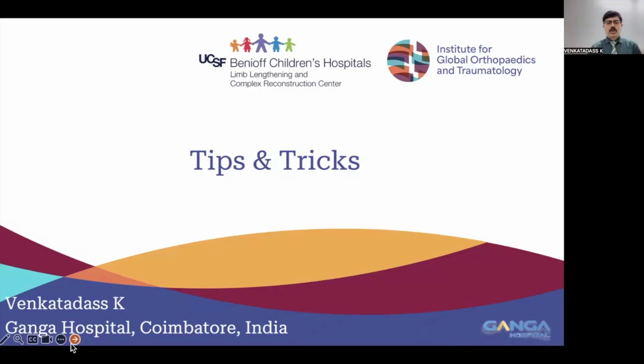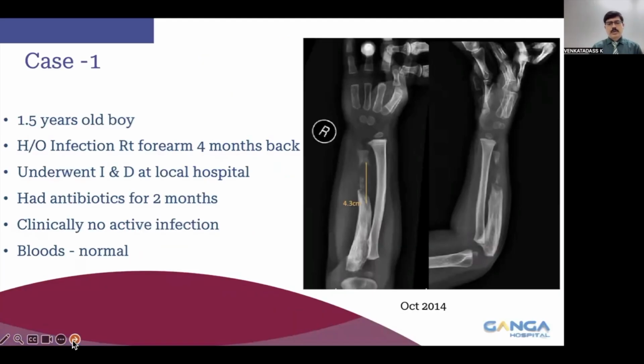Hello, everybody. I'm going to talk about tips and tricks for treating the sequelae of osteomyelitis with some case examples. I will start off with this 1.5-year-old boy who had an infection in the forearm, osteomyelitis of the ulna to be specific, about 4 months back. He underwent drainage and decompression at another facility and was treated with antibiotics for 2 months. Right now, he's clinically cold. There are no signs of active infection. His bloods are normal. And if you look at the X-ray, there is clearly a gap in the ulna of about 4.5 centimeters with a small sequestrum as well.